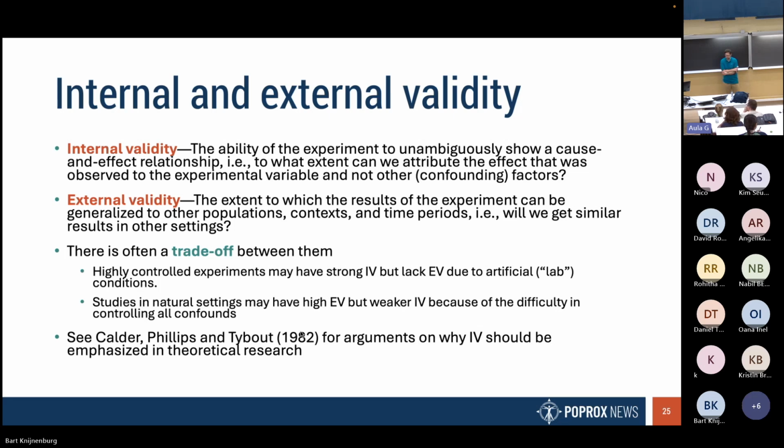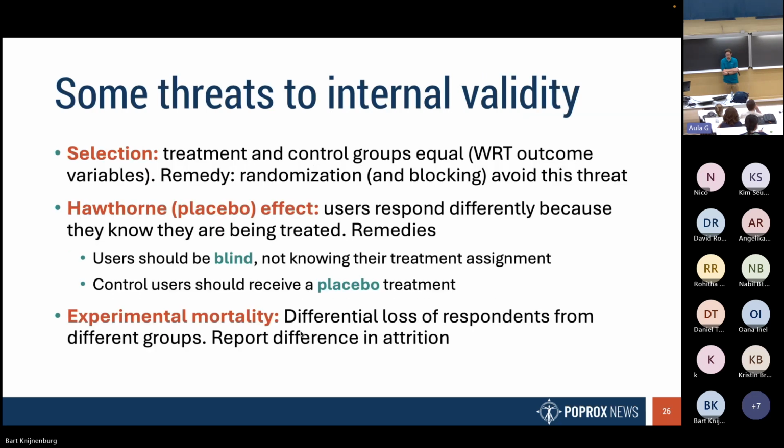So there's often a trade-off. Stuff that you do in a lab, you have a lot of control over all these other factors, but stuff that happens in a lab may not happen in the real world. But when you do stuff in the real world, it's noisier because you have all these other factors that could enter into it. So that's something you have to manage. What follows on these slides are some well-known threats to internal validity.